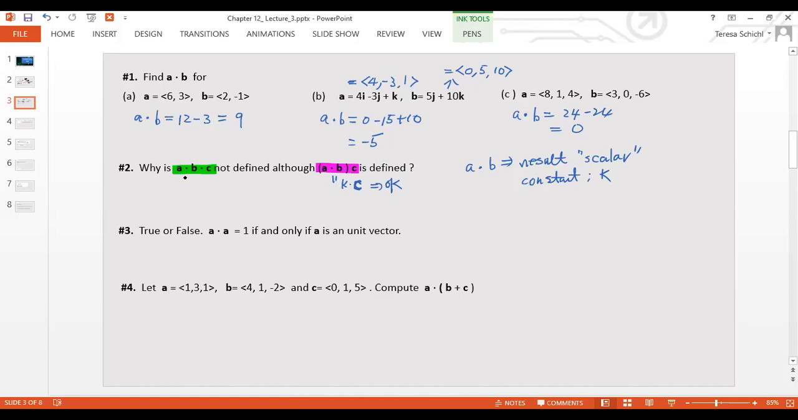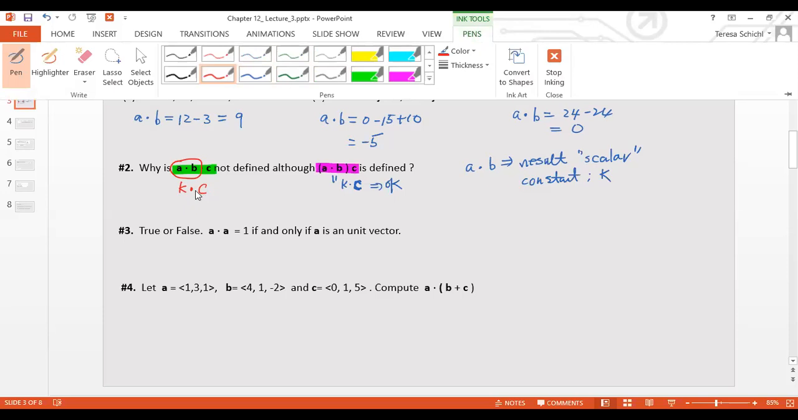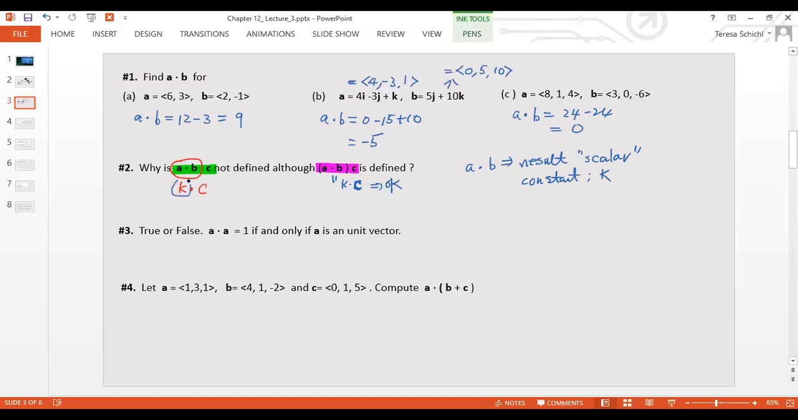So now let's take a look at A dot B dot C here. As we just discussed, the A dot B will give you what? It's a scalar, right? So it gives you a constant K. So constant K dot C. Does this one work? No, because why? Because the dot product has to be between two vectors. Because this is a constant, I cannot do the dot product, correct? Because the dot product has to be two vectors, right?